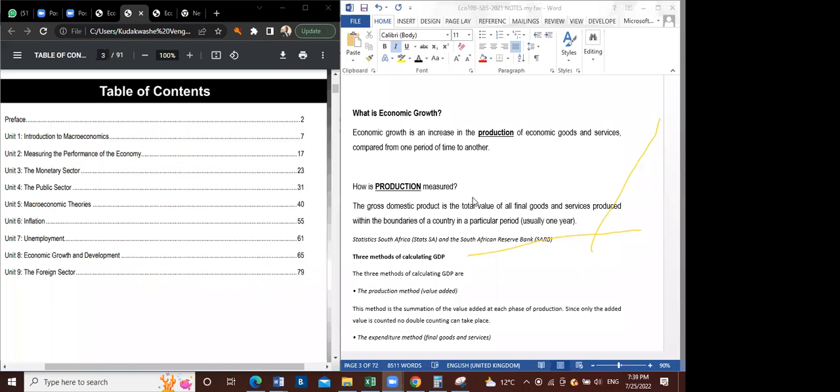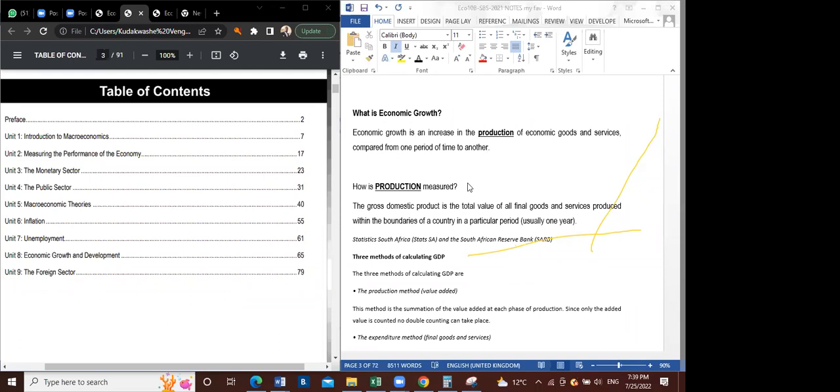So when you're looking at an economy, the objective of policymakers is to ensure that an economy is growing, the production is growing. So the key word that we're going to be looking at in terms of economic growth is the increase in the production of the economic goods and services within an economy. So we want to ensure that when production is taking place within an economy, production is increasing compared to what it was in the previous year. All right. So that brings again another question: how is production measured within an economy?